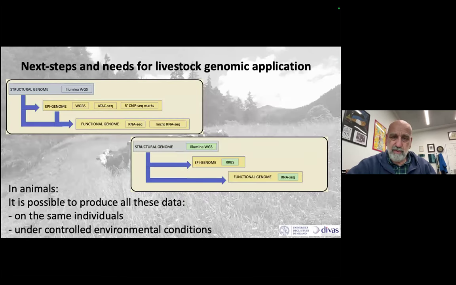One of the advantages that we were thinking about in one of these submitted projects, and I think this is a big advantage with respect to the human community, is that in animals, we can produce different data on the same individuals. So we have animals in controlled environments because they are in farms or even in experimental farms, and we can produce data that spans from structural genome to epigenome to functional genomes. These two pictures are from one submitted proposal together with other scientists, from the UK and elsewhere. But what I want to stress is that if we have sufficient money, we can produce these different layers of genomic information on the same individuals.